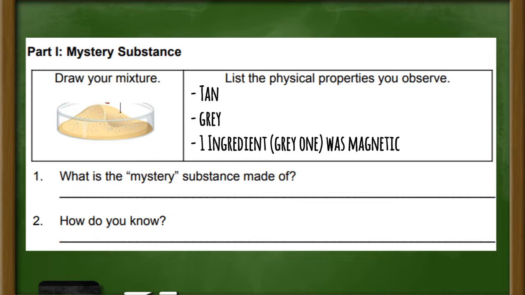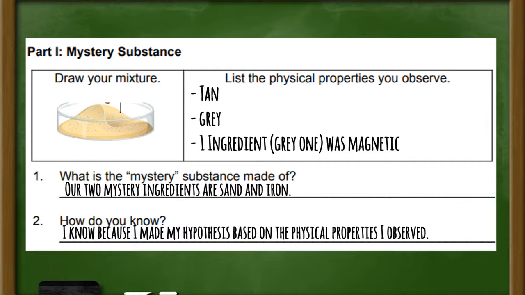Now we can finally write down and identify what the mystery substances were, or what the two ingredients in our mixture were. For number 2, let's write down our two ingredients were sand and iron filling. And number 2, how do we know these are our two mystery ingredients? Well, we use the physical properties to help us identify and we took an educated guess or made our hypothesis on what we think that was. Let's turn that into a full sentence.